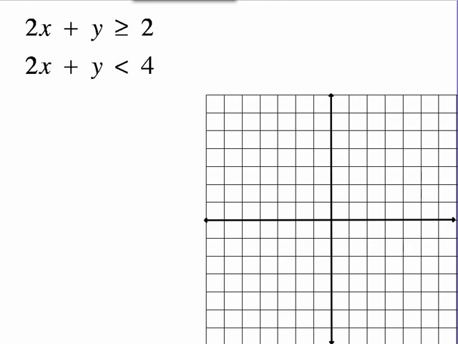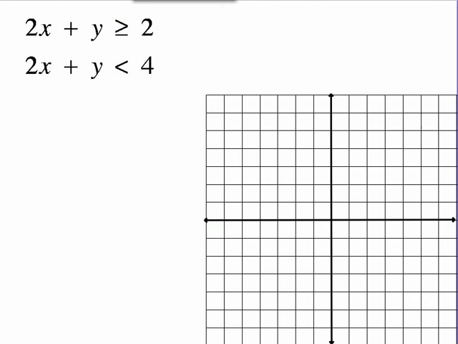I have a question. What if they're both y equals 3, and one is shaded on the bottom and one is shaded on the top? What if they don't intersect? Okay, so let's look at this next one.